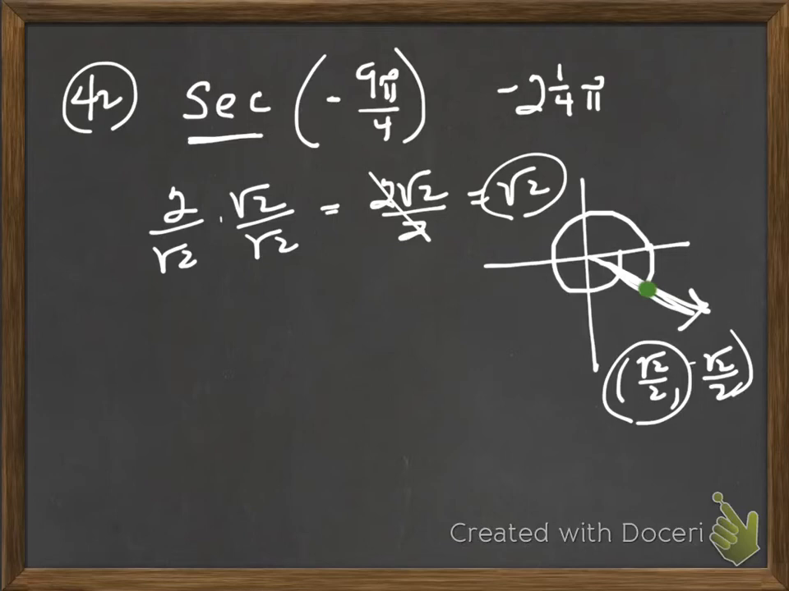Now, for some reason, I have negative square root of 2. So I don't know if I've made a mistake the first time or made a mistake this time. We'll talk about it tomorrow in class. Let's look at number 44.